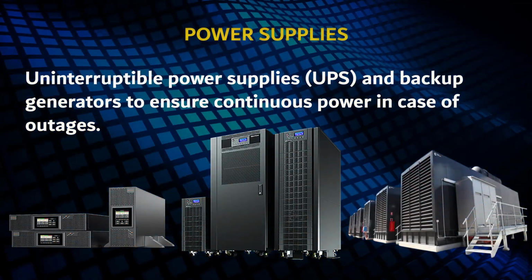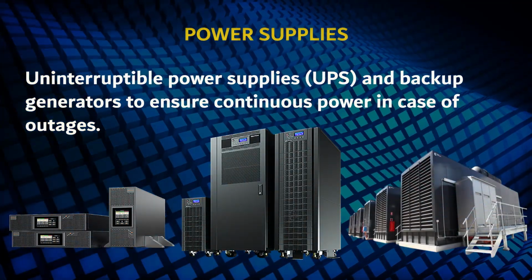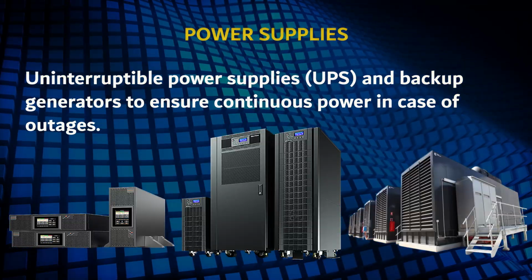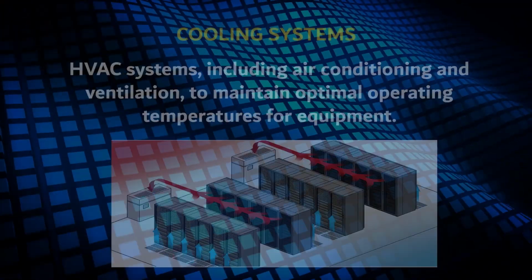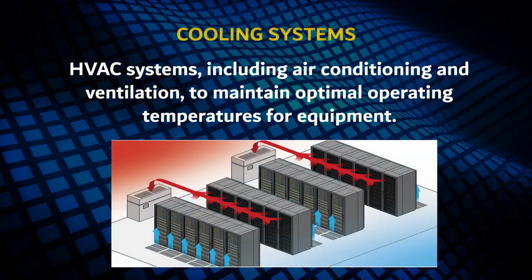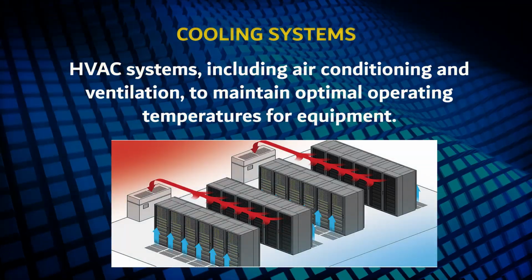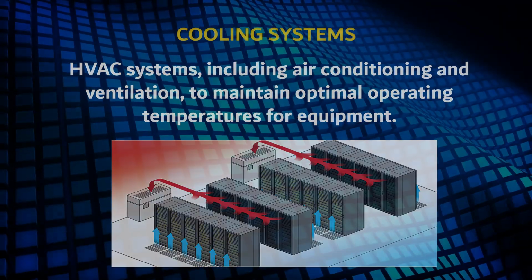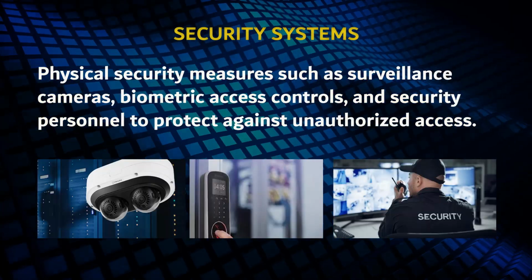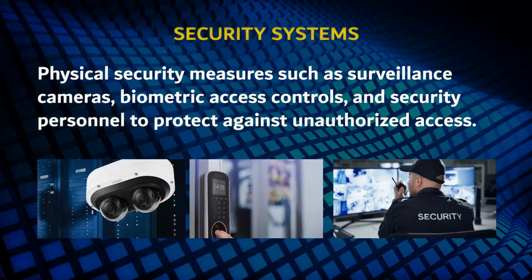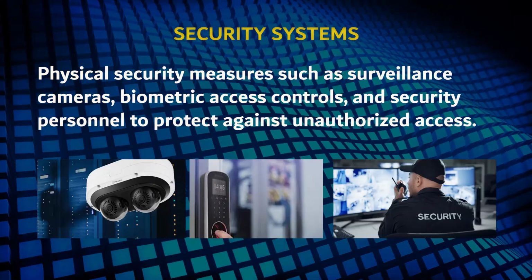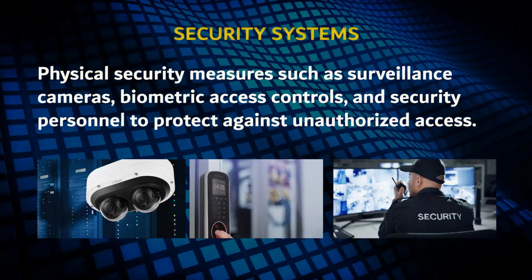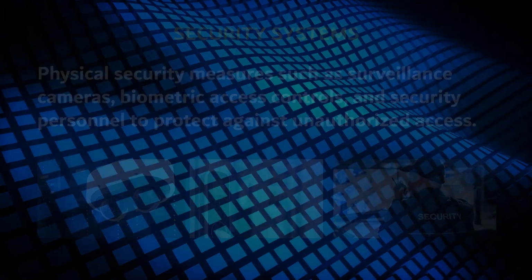Power supplies, uninterruptible power supplies, UPS, and backup generators to ensure continuous power in case of outages. Cooling systems, HVAC systems, including air conditioning and ventilation, to maintain optimal operating temperatures for equipment. Security systems. Physical security measures such as surveillance cameras, biometric access controls, and security personnel to protect against unauthorized access.